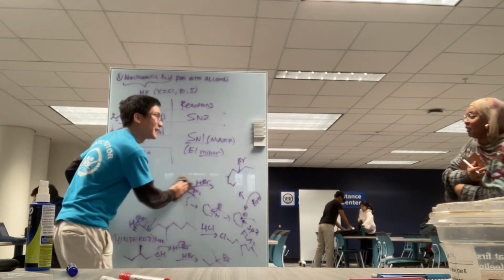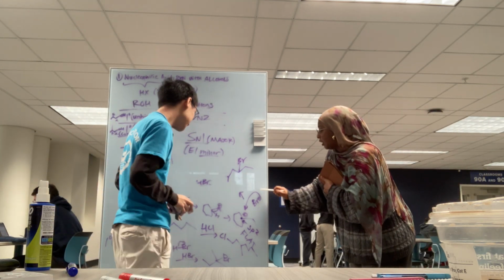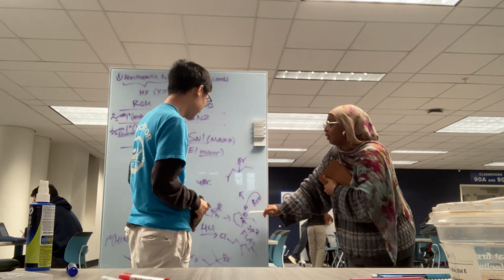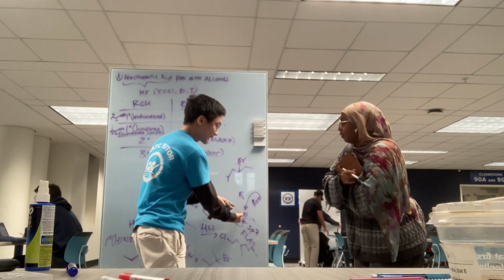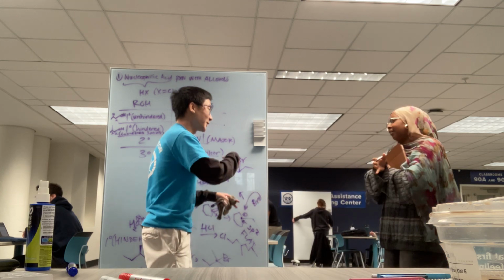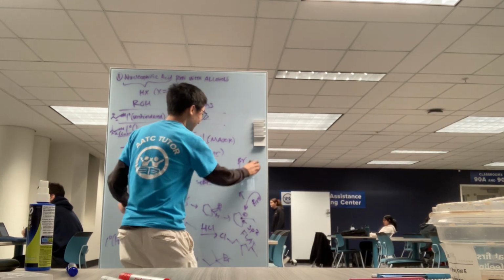For the PBr3, it attacks from the front side. Is there a reason why? Or can it attack from the back? It could attack on the backside as well. Okay. Like 50-50, front or back, doesn't matter.